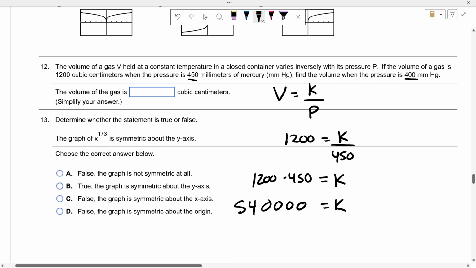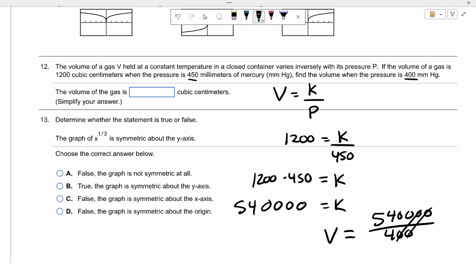So then we set it up again. What is the volume when K is 540,000 and the pressure is 400? Well, the 0 and the 0 cancel. So 5,400 divided by 4 is what? So it'd be 1,350 cubic centimeters. Okay.